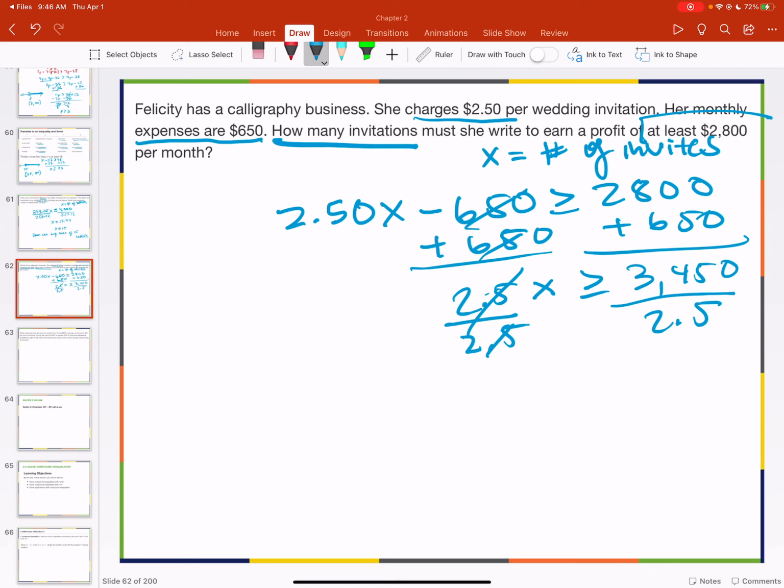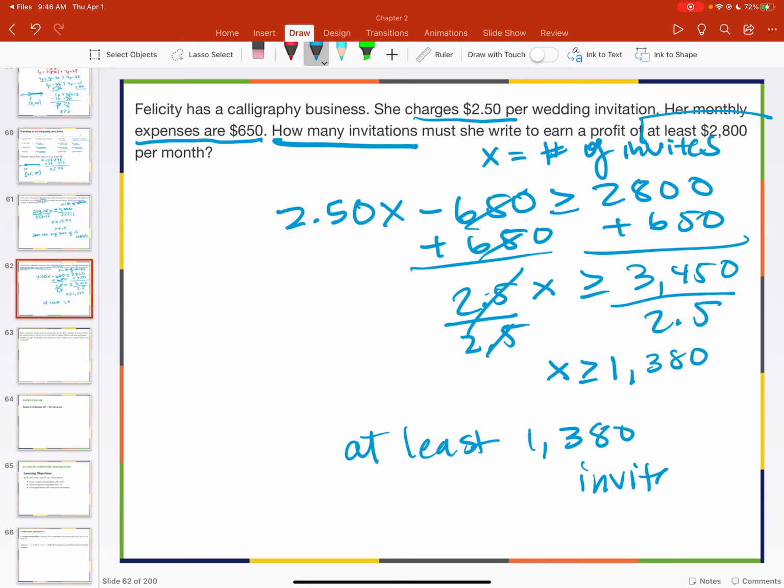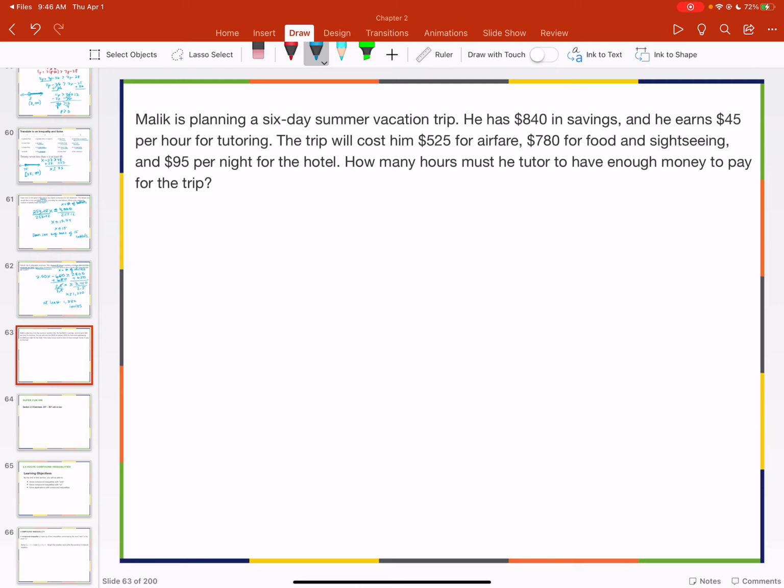So X equals, so what is 3,450 divided by 250? So we have, has to be greater than or equal to, she has to make at least 1,380 invites. At least 1,380 invites. Okay, great. Last problem.